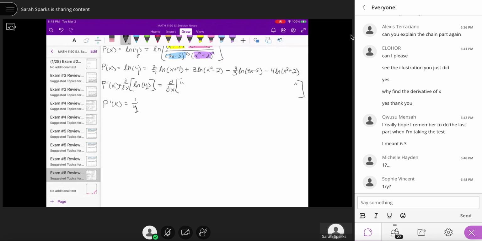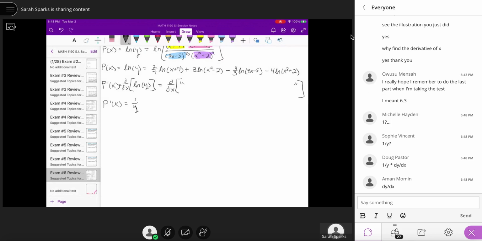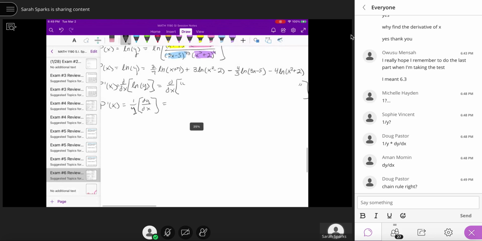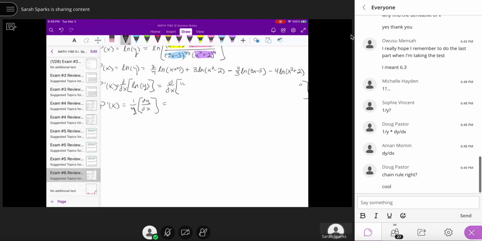Now, do you recall back when we learned implicit differentiation, whenever we took a derivative of a y? Yeah, exactly. We have to multiply by dy dx. Doug and Amon, you guys are exactly right. We have to multiply by dy dx whenever we take the derivative of a y. It's because of chain rule that we have to multiply it by dy dx.